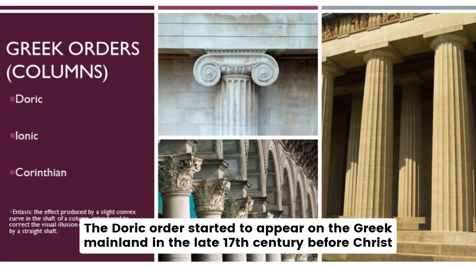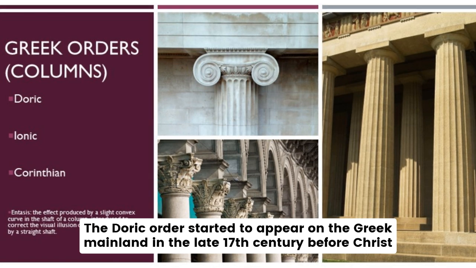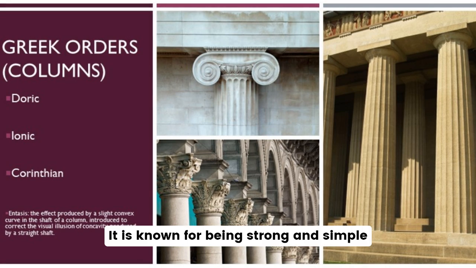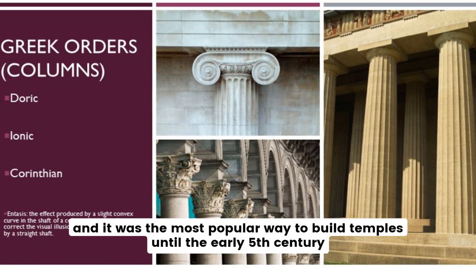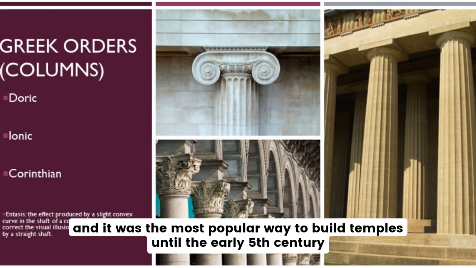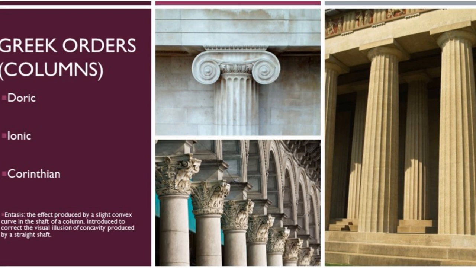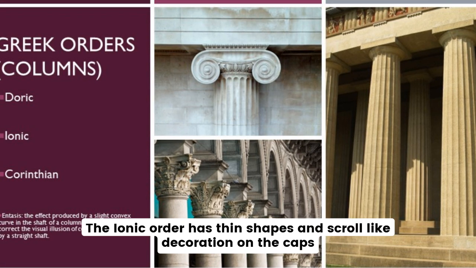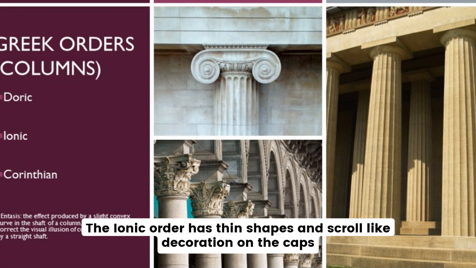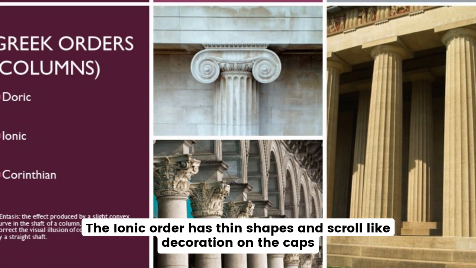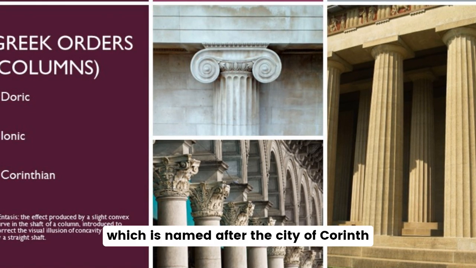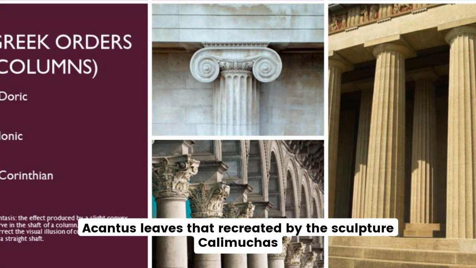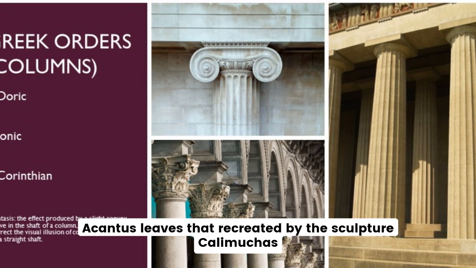The Doric order started to appear on the Greek mainland in the late 7th century before Christ. It is known for being strong and simple, and it was the most popular way to build temples until the early 5th century. Its roots can be found in Ionia, which is now Turkey. The Ionic order has thin shapes and scroll-like decoration on the capitals. The Corinthian order, which is named after the city of Corinth, has elaborate capitals, with acanthus leaves that were created by the sculptor Callimachus.